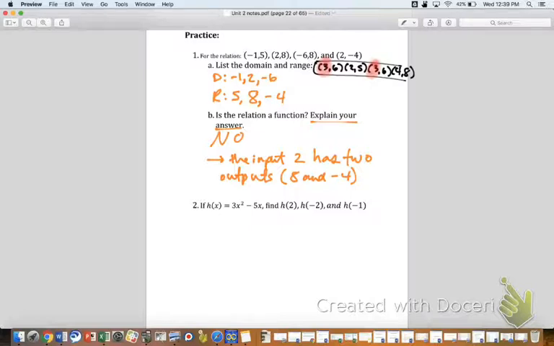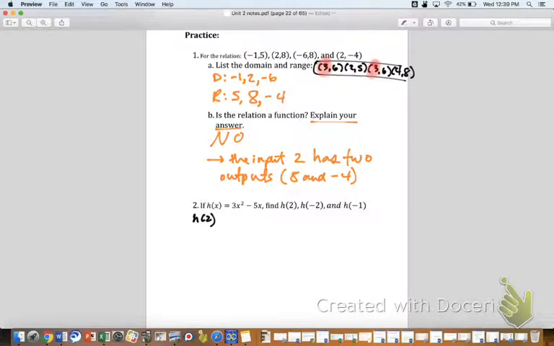Number 2 gave us a function. This one was not named f. It was not named g. It was named Harry, Henry, Hector, whatever. It's the letter h, right? So h of 2. Can anybody explain what h of 2 means?